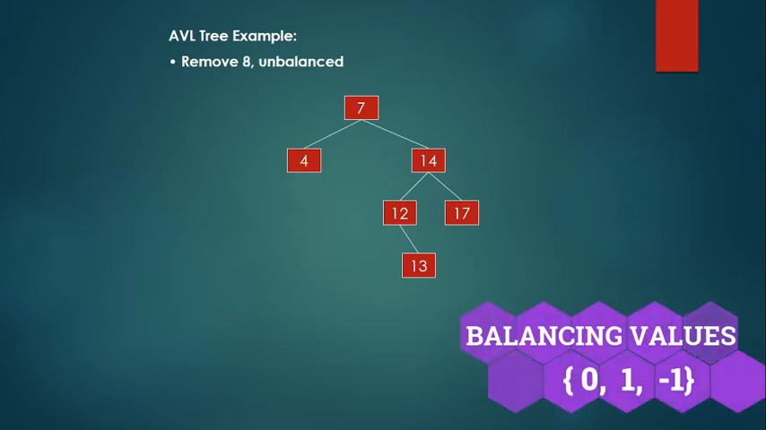If I remove 8, 7 is placed in the place of 8. Now we have 4. Now it is not in a balanced factor, since 1 minus 3 we get minus 2. So we get minus 2.